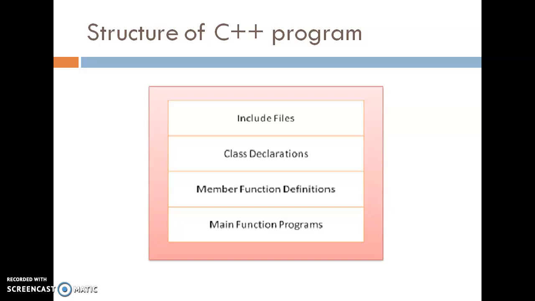And the last one is the main function program. It is the function from where the execution of a C++ program starts. So in C++, by default, the return type of the main function is integer. So basically, all these four parts of the C++ structure are the mandatory parts of the program.